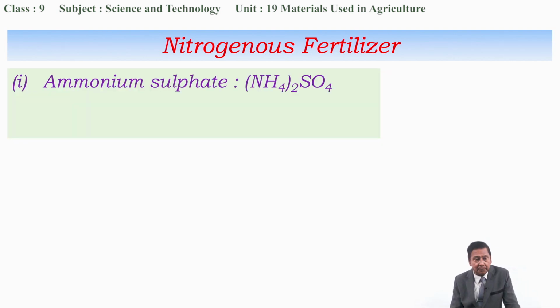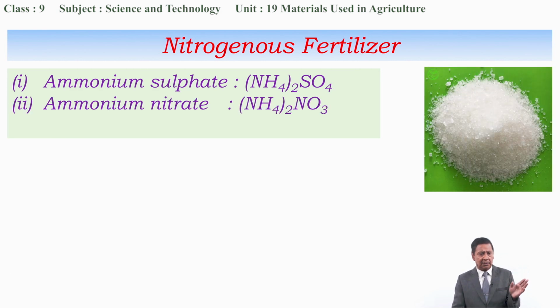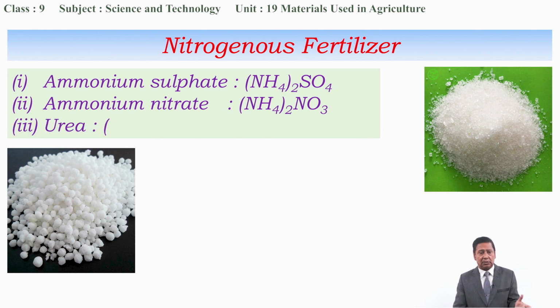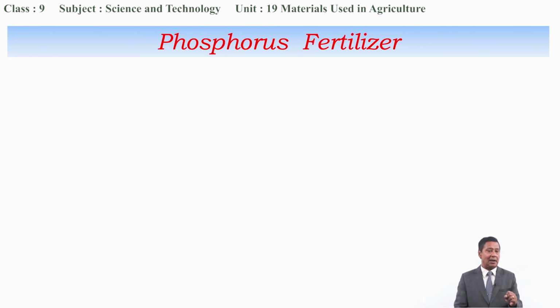The examples are ammonium sulfate, it looks like this, ammonium nitrate, which looks like this, and urea, it looks like this. Ammonium sulfate, ammonium nitrate and urea are very commonly used in the field to supply nitrogen to the plant. And there is phosphorus fertilizer also.